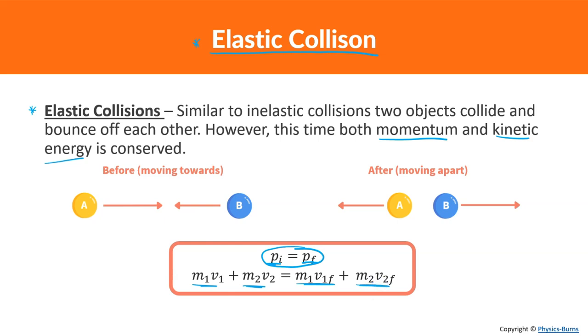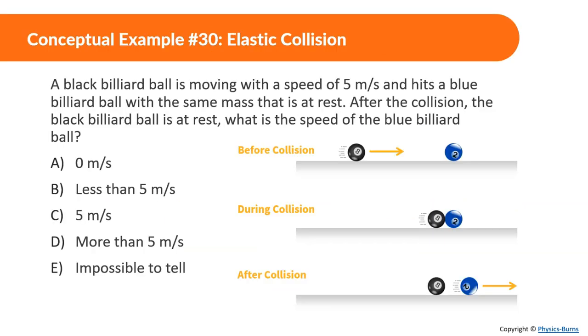Okay, moving on. A black billiard ball is moving with the speed of 5 meters per second and hits a blue billiard ball with the same mass that is at rest. After the collision, the black billiard ball is at rest. What is the speed of the blue billiard ball after the collision? Okay, so if this is going 5 meters per second, and then after the collision this is going 0, we want to find the speed of this.